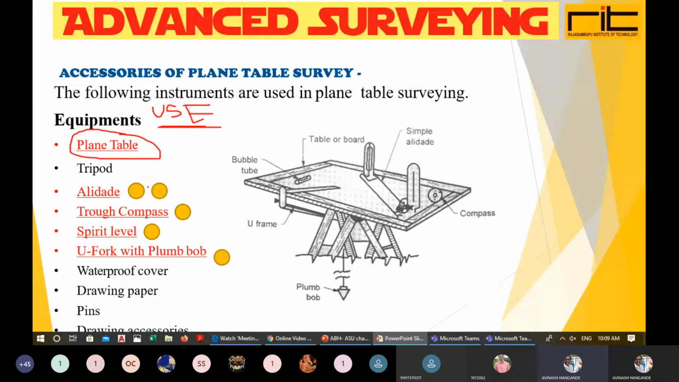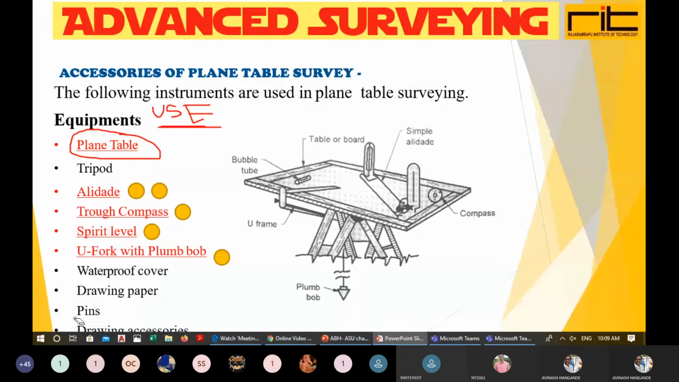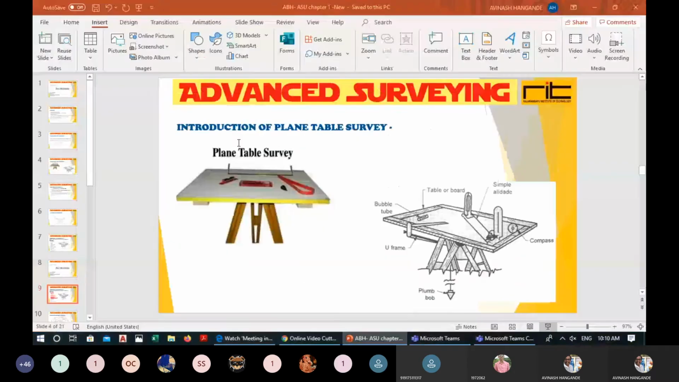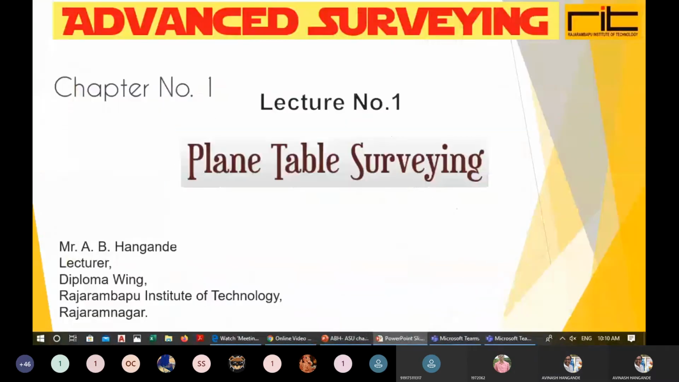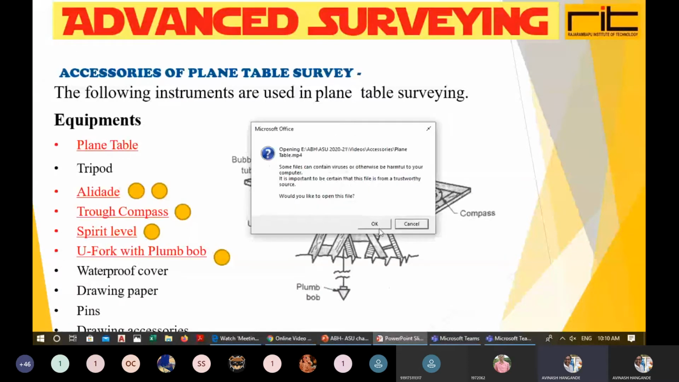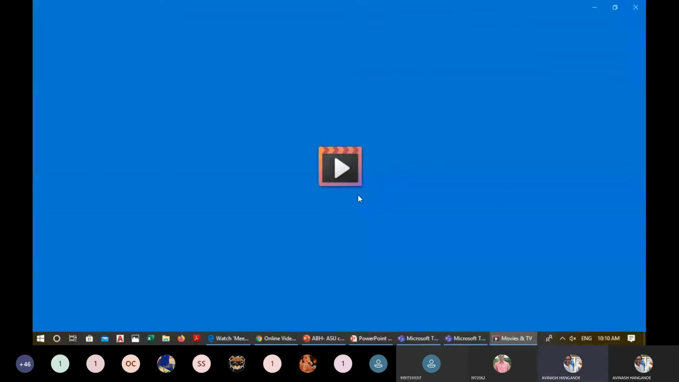So, 1 minute. Okay, so where are we? Okay, here. So what does a plane table look like? Let's see what a plane table looks like. Everyone can see the video.